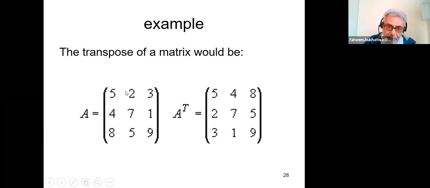So every item, let's say this 2 here, falls into row number 1, column number 2. Instead of row 1, column 2, we make it row 2, column 1. So this row 5, 2, 3 becomes a column 5, 2, 3. This row 4, 7, 1 becomes column 4, 7, 1. Row 3, 8, 5, 9 becomes column 3, 8, 5, 9. In fact, it's done by changing every single element, but you can do it for a full row and it will work. This is called transposing a matrix. So if you're asked to transpose a matrix, this is it.